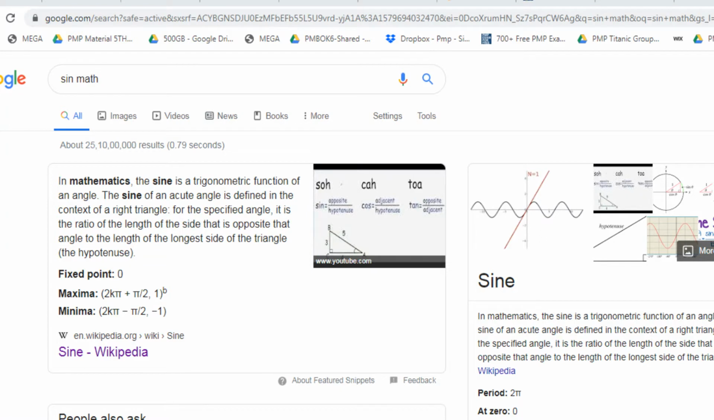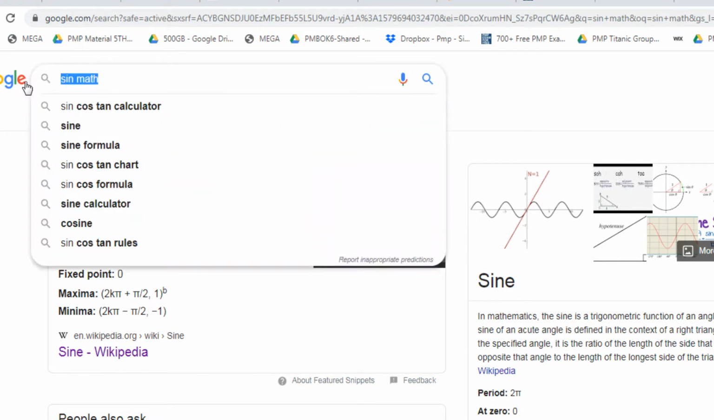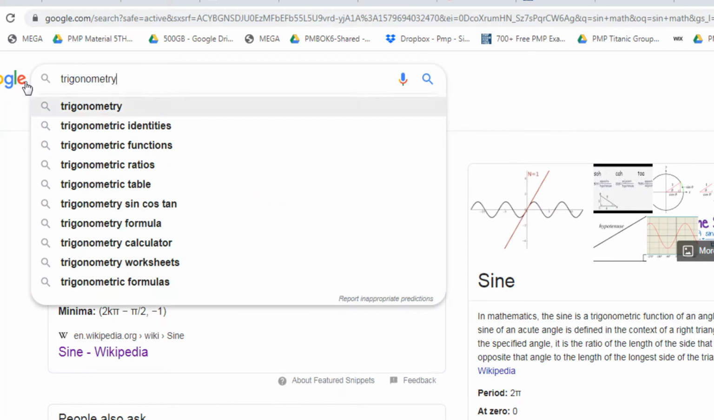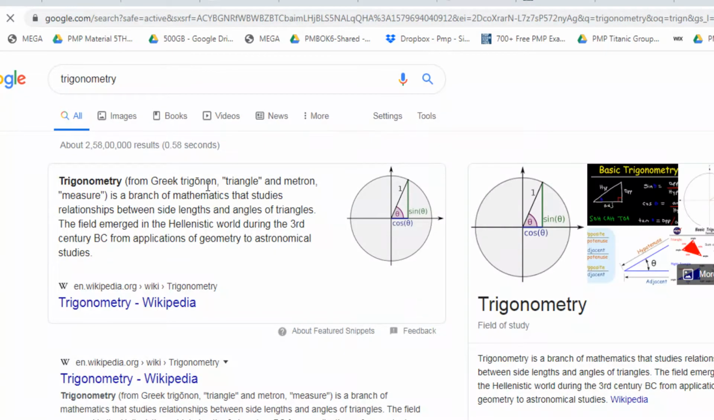Okay, so without wasting any time, let's get on to it. So first of all, what is a trigonometric function? So in mathematics, let's talk about trigonometry. Let's go to a website and try to find out the knowledge. So trigonometry is a branch of mathematics that studies relationships between side lengths and angles of triangles.